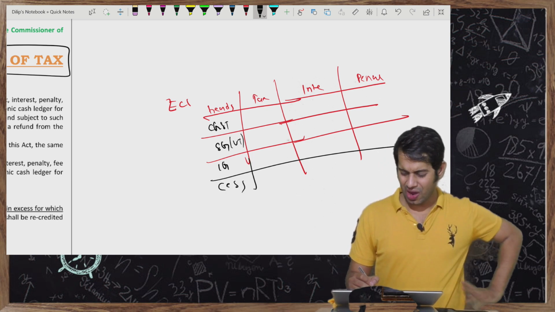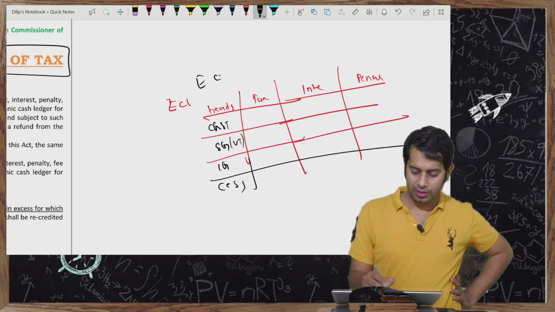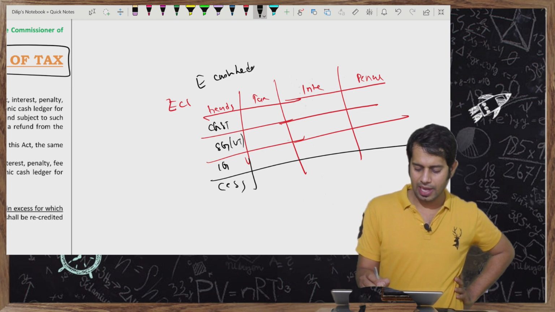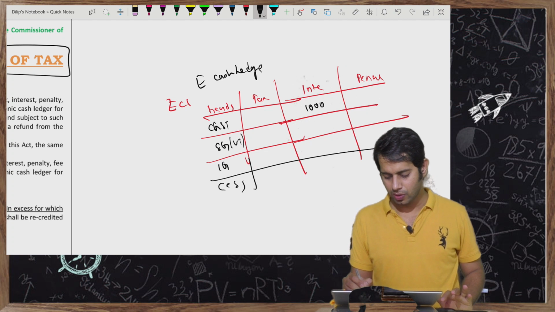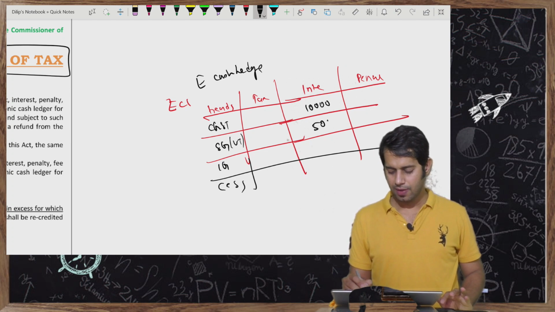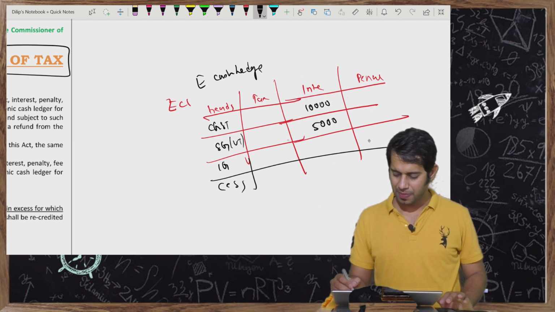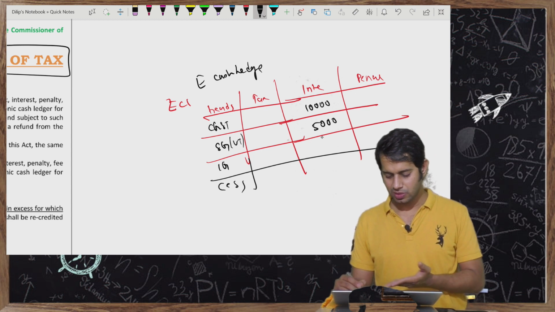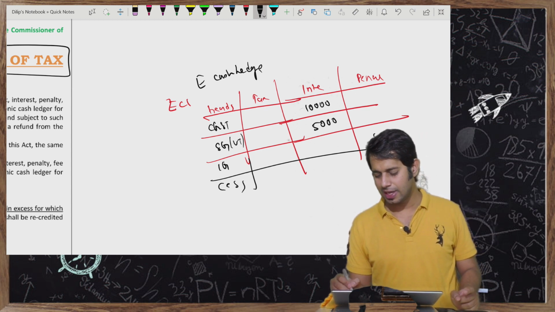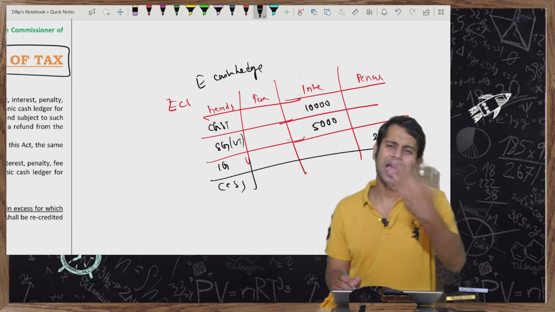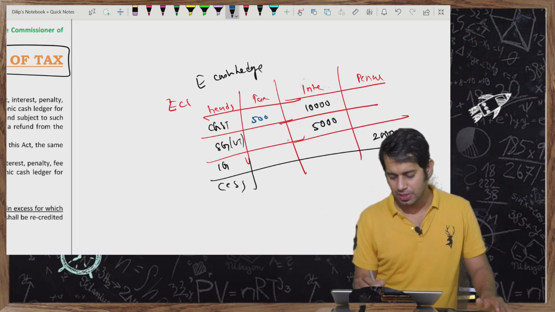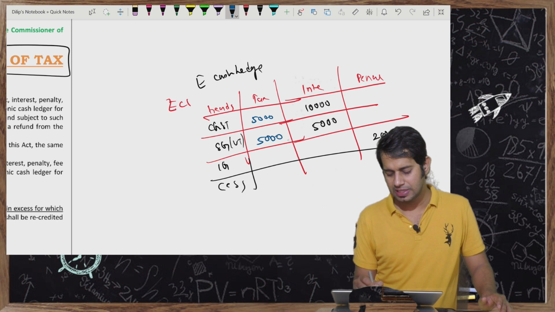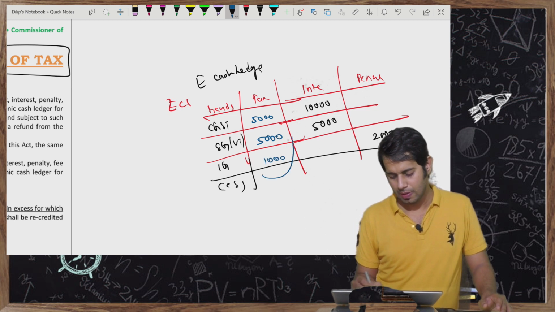Now I have in my electronic cash ledger, in my interest head, 10,000 rupees, in CGST 5,000 rupees, in IGST, and in penalty 5,000 in SGST and penalty of IGST I have around 2,000. Now there is some tax liability which I have to pay. I have to pay around 5,000 of CGST, 5,000 of SGST and 1,000 of IGST.